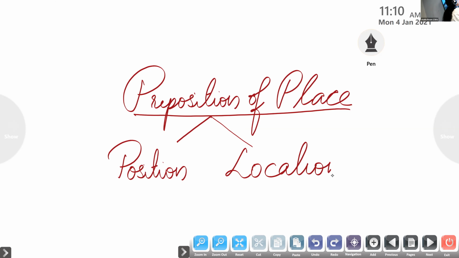Location means what? Position means where it is being placed. Location means the area where it is located. Area means which area you're from. It tells us where you are staying. I'm staying in Thrissur. So it tells us the area. Under position, we learnt about certain prepositions. So let's move on to it.